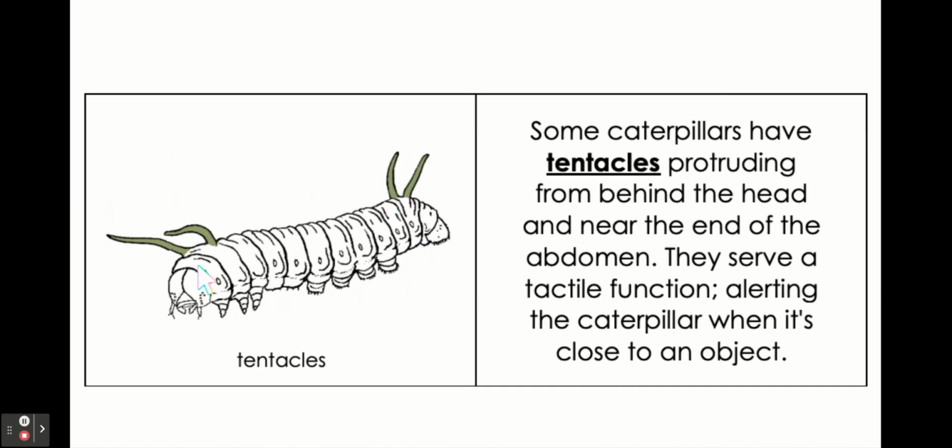1, 2, 3, 4 tentacles. Some caterpillars have tentacles that protrude, come out from behind the head. Here's the head, behind the head, and near the end of the abdomen. So we have some right here at the end of the abdomen. And these serve as a way to alert the caterpillar when it's close to an object. So it's kind of like a message, a signal to the caterpillar, and it helps them with their surroundings. Again, these are called the tentacles.